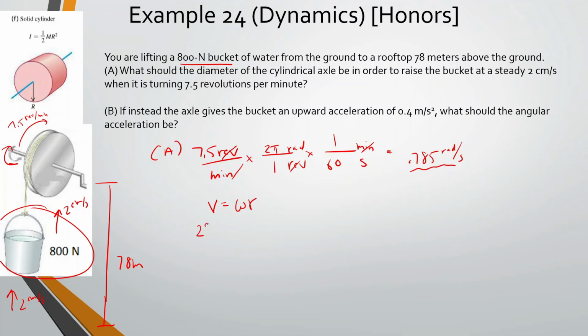So this is going to be 2 centimeters per second is equal to the angular velocity, and we know that's going to be 0.785 radians per second times whatever r is. So this is going to give us what the radius is. So I'm going to do 2 divided by 0.785, and then this is going to give us 2.55 centimeters. Okay, that's what the radius is, but we want to find out what the diameter is. So we're going to multiply this by 2, and then what we're going to get is 5.1 centimeters.